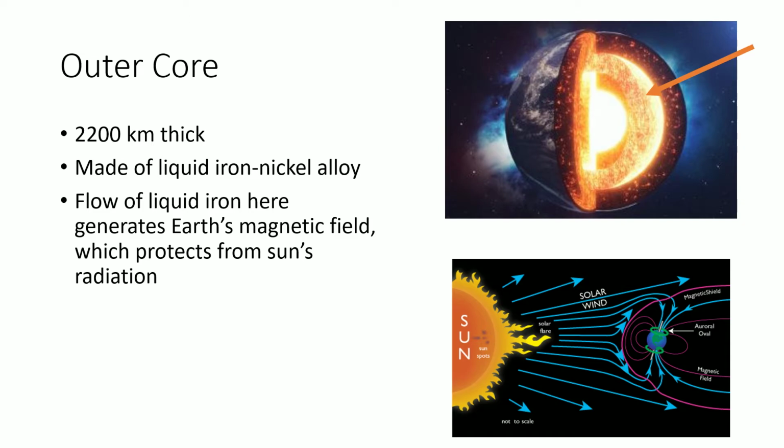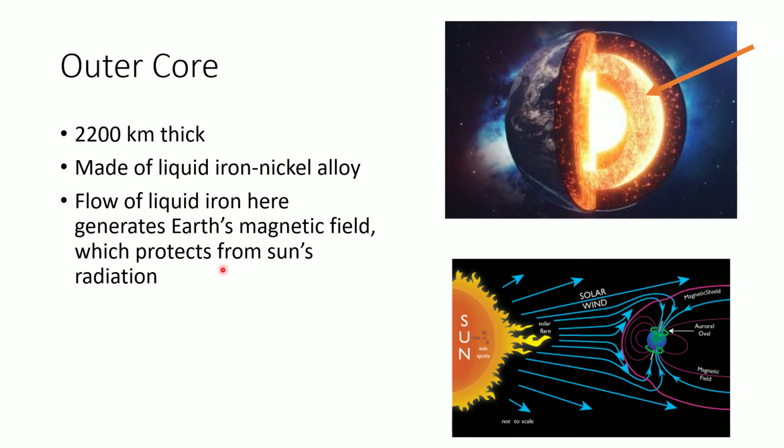So the second to last layer of the Earth is called the outer core. The outer core is just about the same thickness as the lower mantle, 2,200 kilometers thick. It's made out of liquid iron and nickel alloy. So an alloy is just a mixture of different types of metals. And since most of the outer core and inner core are made of iron and nickel, we call it an iron nickel alloy. And it's liquid because it's really, really hot down here. So all of that iron and nickel is melted.